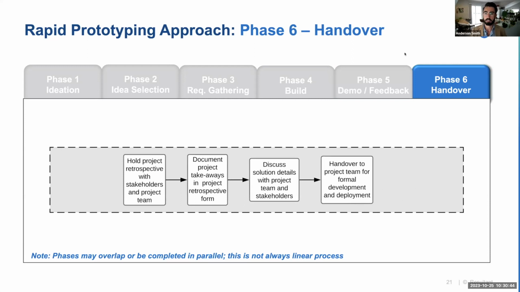The last piece then is handover, which is pretty straightforward, just holding a project retrospective with the team, documenting any takeaways from that project, and then talking about the solution details with the project team and handing that over to a project team for formal development and deployment. And this may look a little bit different depending on your specific organization. Within our organization, we have a team that's dedicated just to rapid prototyping. So our prototype team won't actually build out the end production solutions. That handover takes place to hand over the project from the rapid prototyping team to the team that would actually build out that production solution.